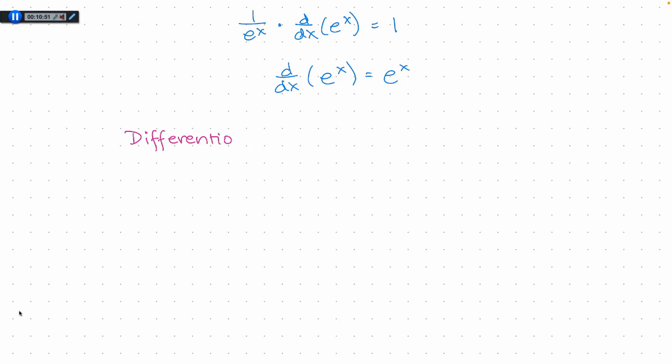Differentiation. You know how I like my clouds. Differentiation, we haven't even talked about integration, but I think we're ready. I think we can just jump there. Differentiation and integration of exponentials.